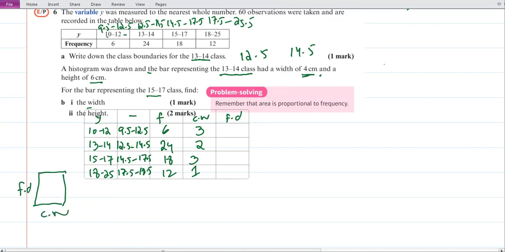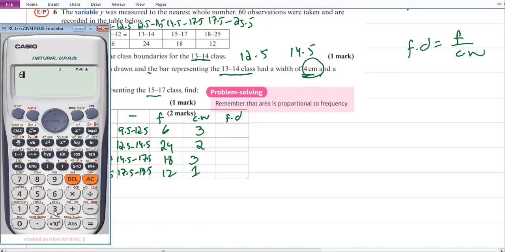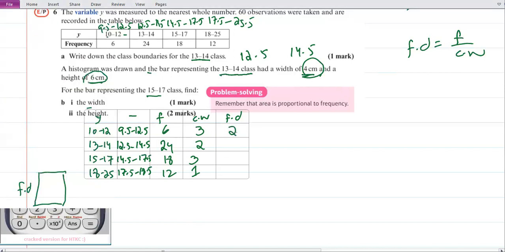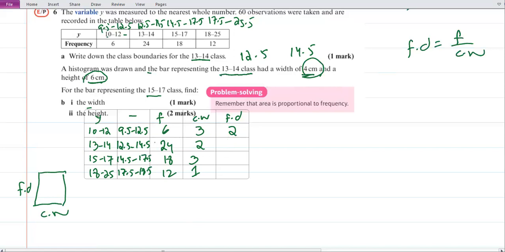First write the original one, then we will use a comparison for these ones. Okay. So for this one, what will be frequency density? You know what is the formula for frequency density? It is frequency over class width. Now if you write frequency over class width for this one, 6 over 3. What will be 6 over 3? 2. Okay, it is 2 for this one. It means the original height for this one is 2. In the same way, for this one, 24 divided by 2, it will be 12. 18 divided by 3 will be 6. And this one is 12.